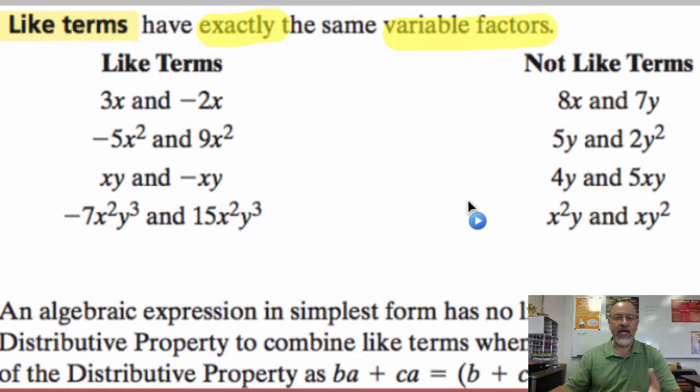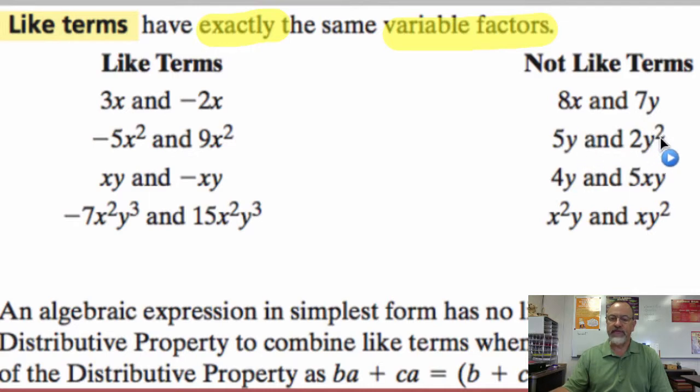So what makes terms not like? Let's look over here. In the first example, this term has a variable factor of x. This has a variable factor of y. These are not the same, therefore these are not like terms. The variables are different. One's an x, one's a y. Here we have a y. They're both y's, but notice the difference. This has an exponent of 1. This has an exponent of 2.